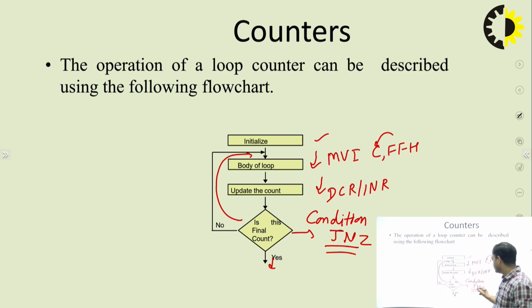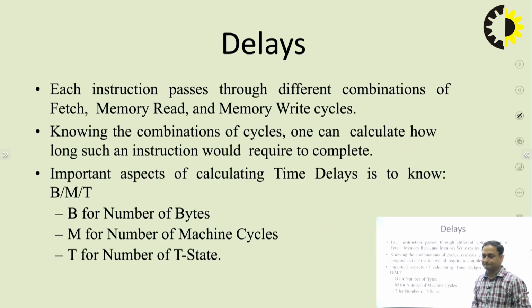Suppose that in place of a conditional jump we are using an unconditional jump. In that case it will be an infinite loop, right? But when we provide the condition by using the conditional jump, then we can check the final count of the register or the register pair.